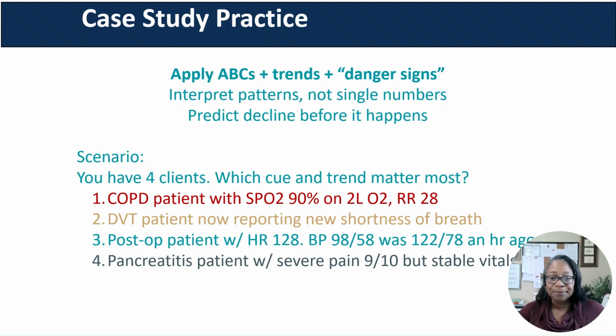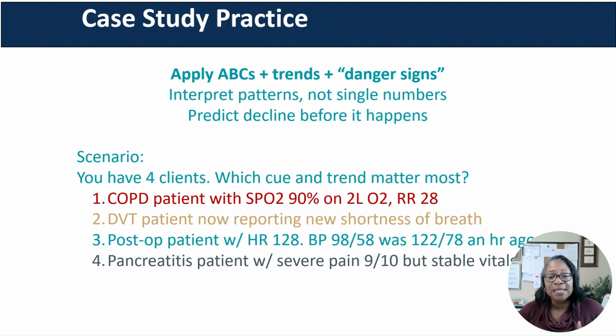So let's break it down. Number one, COPD. 90% may be acceptable baseline, but a respiratory rate of 28, it's distress. That's high risk, but in this case, not the highest. Number two, DVT plus new shortness of breath. This is classic for a pulmonary embolism. This is your priority out of these four patients. This is the person that you'll see first.